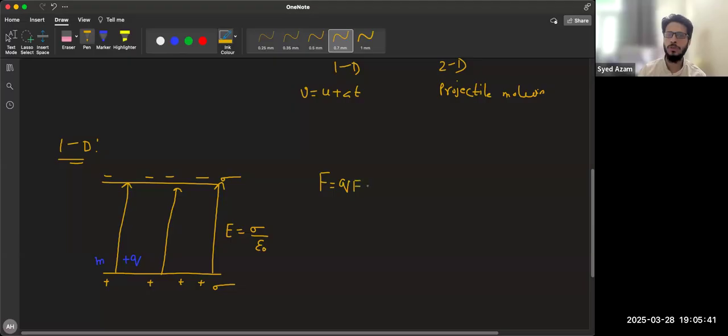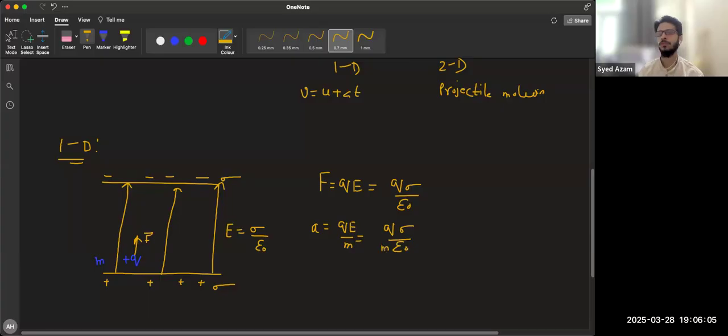Force is QE. It's Q sigma by epsilon naught. That is the force on the charged particle. What is the direction of force? It's a positively charged particle, so the direction of force is the same as that of the electric field. Then you have acceleration. Acceleration is force by mass, QE by m. So this is Q sigma by epsilon naught into m.